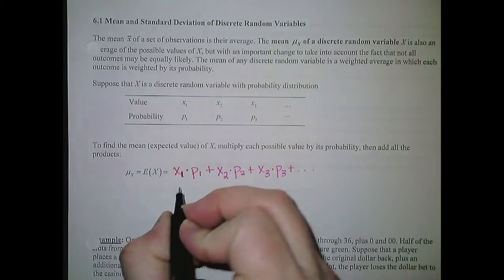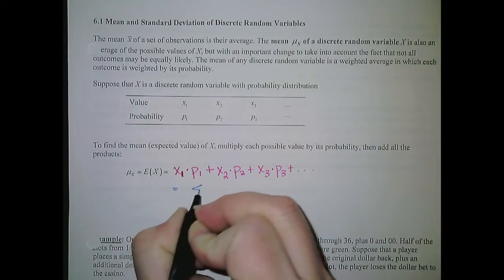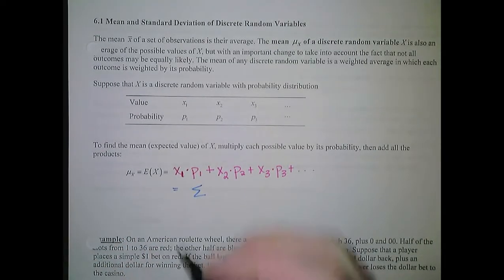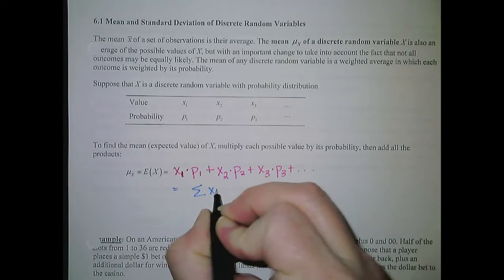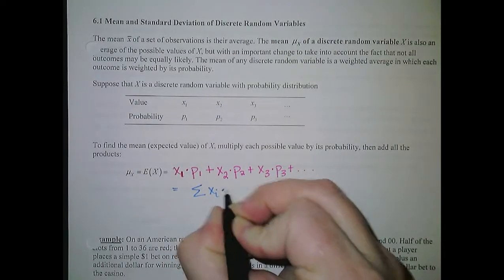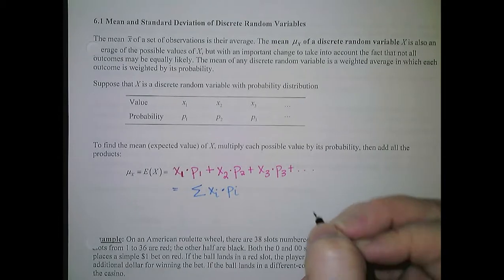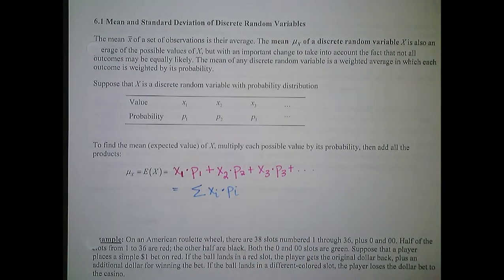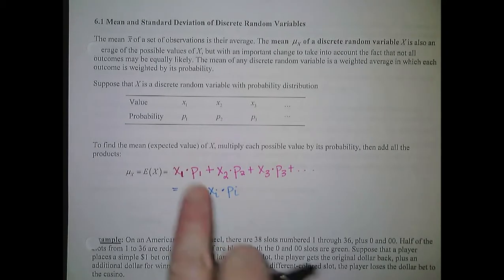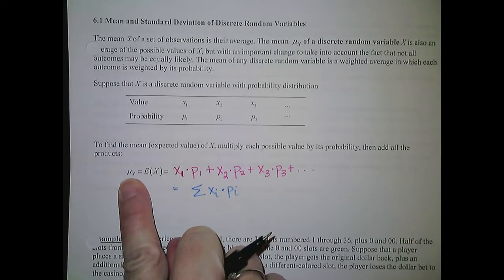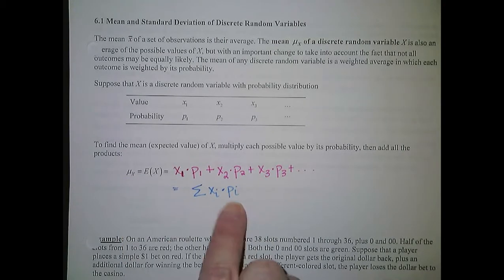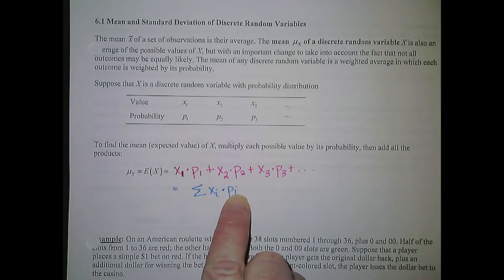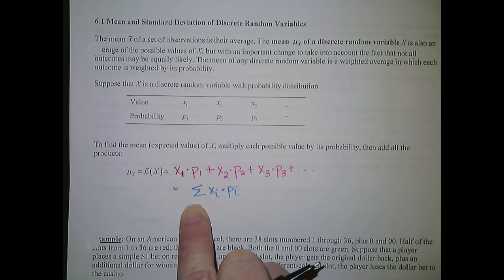In other words, we are summing each outcome, x sub i, times the probability of that outcome, p sub i. And this is the way you'll see the formula written on your formula chart on the AP exam. So this just means to find the expected value or the mean of x, multiply each outcome times its probability, and then add them all together.